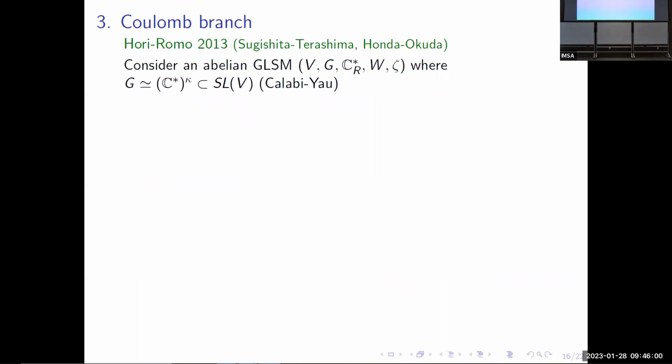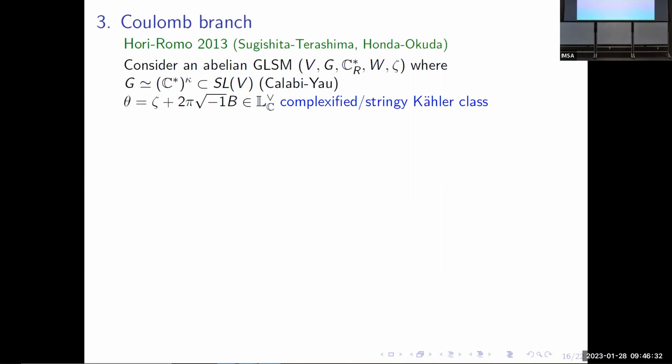So now in the Coulomb branch, this is in 2013. This is before any of these GLSM invariants were defined, even before the FJRW theory was run. In this paper, I think we consider Abelian GLSM, so G is a torus, and also the Calabi-Yau condition, so that there will be better convergence properties.